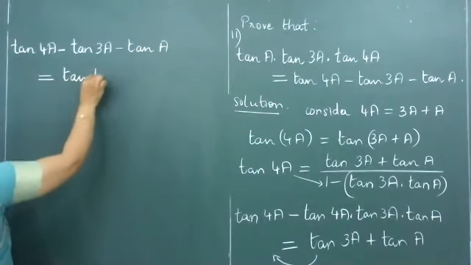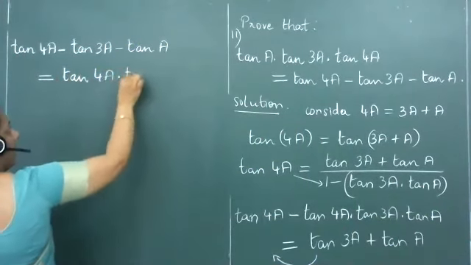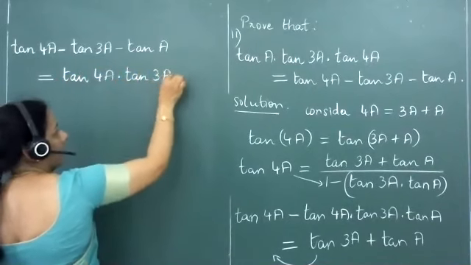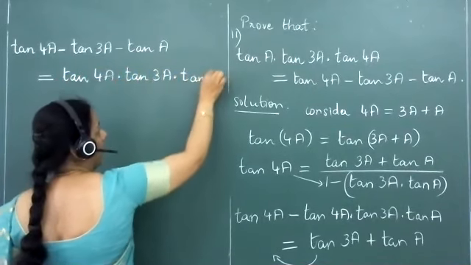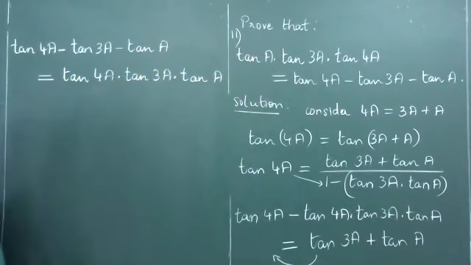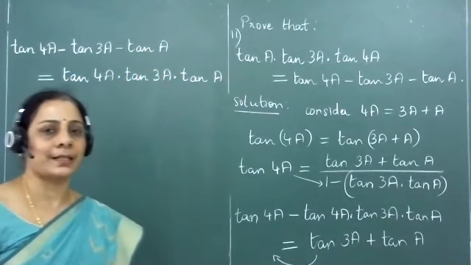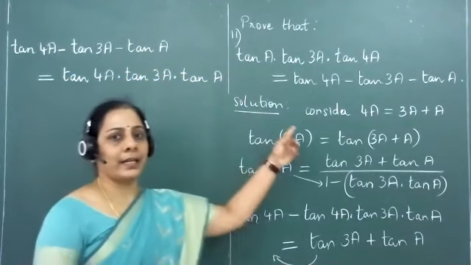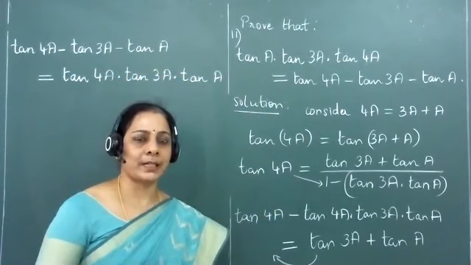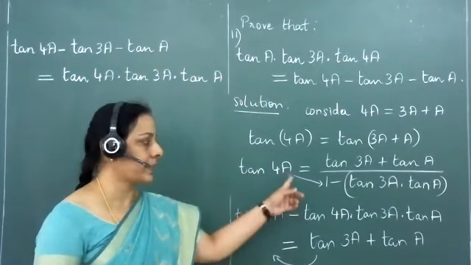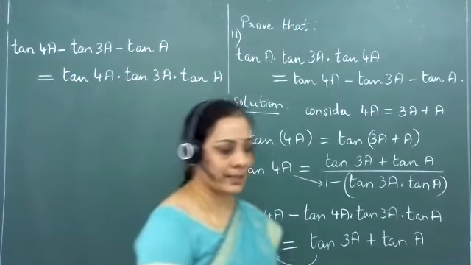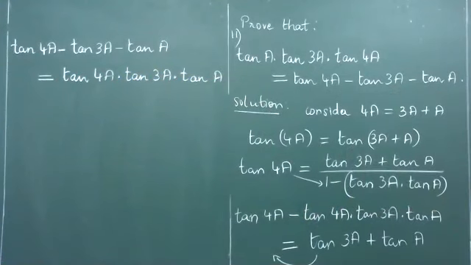So you get plus tan 4a multiplied with tan 3a multiplied with tan a, which is the required result and hence proved. Here we are not taking LHS and proving it is equal to RHS and vice versa. Instead, the greater angle will have to be split in terms of the smaller two angles and the result is thus arrived at.